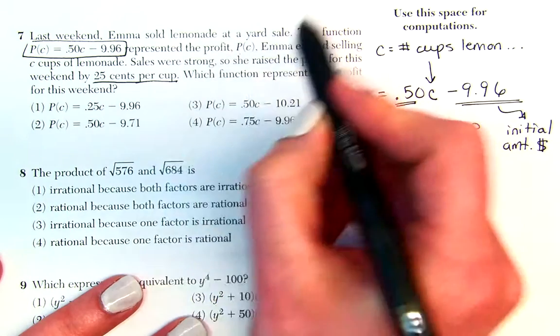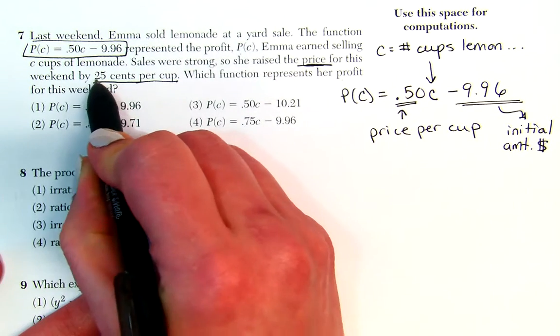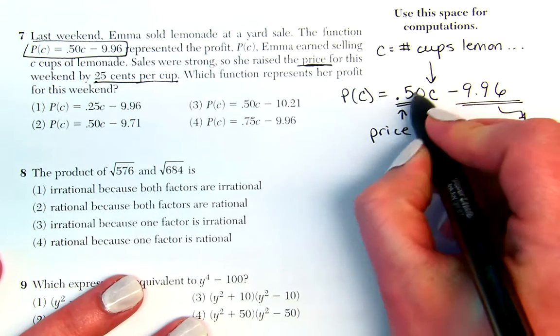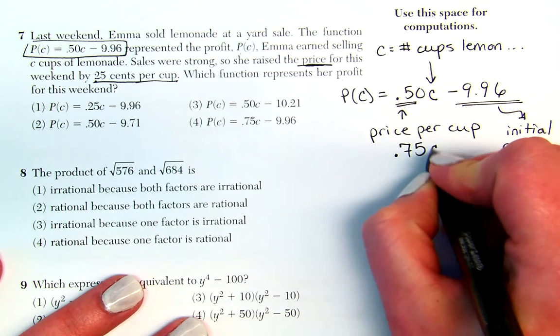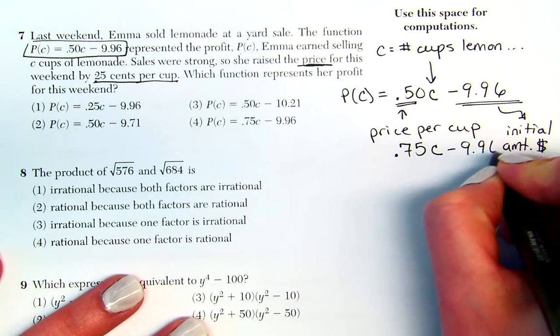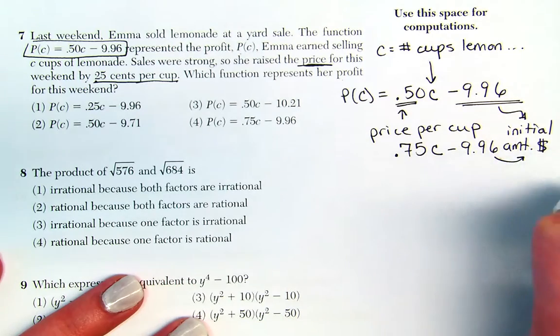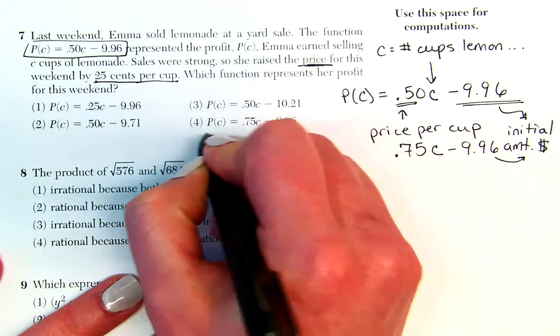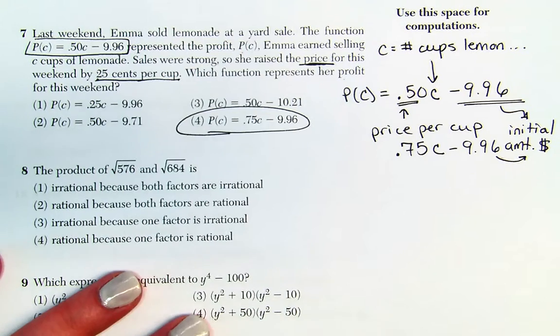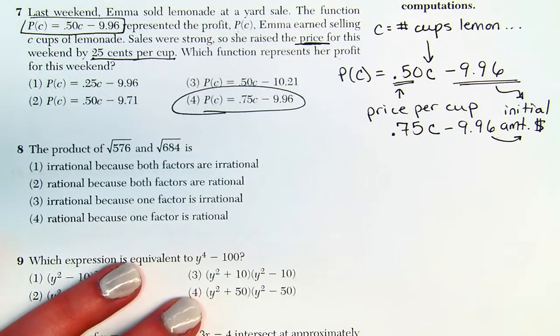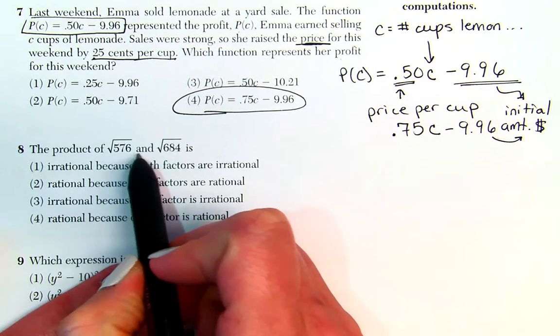So if she increases her price 25 cents per cup, then this 50 cents is going to become 75 cents. And she still spent the same amount of money initially, but now her function is going to be like choice 4.